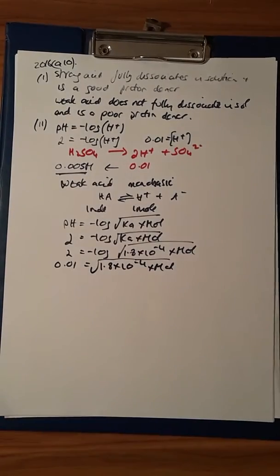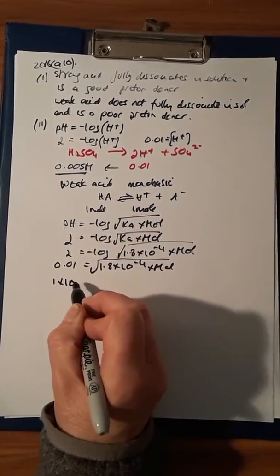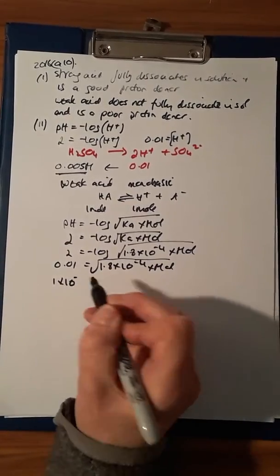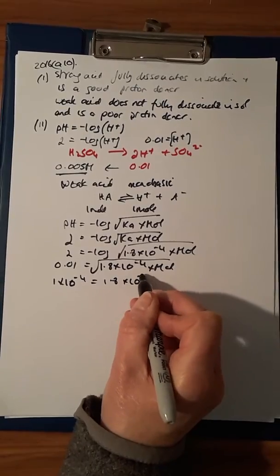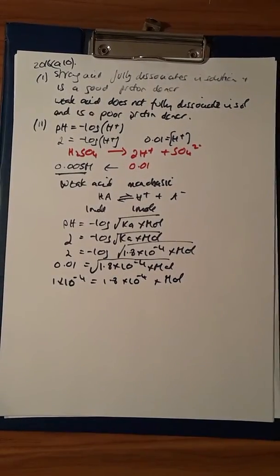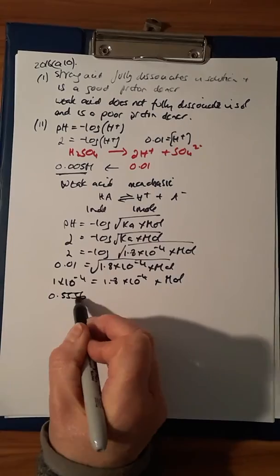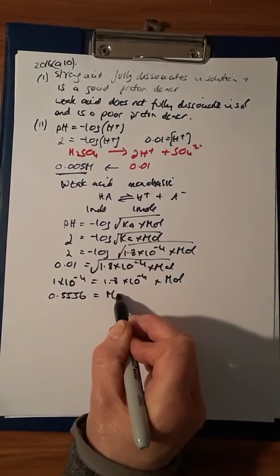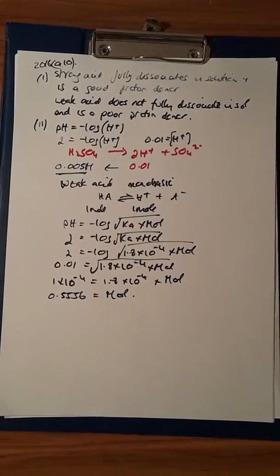That's equal to 1.8 by 10 to the minus 4 multiplied by molarity, square root of all of that. Let's square both sides to get rid of that square root, and this becomes 1 by 10 to the minus 4 is equal to 1.8 by 10 to the minus 4 multiplied by molarity. So I'll divide all the way across by 1.8 by 10 to the minus 4, and that will give me 0.5556 is equal to the molarity. So that's going to be my final answer for that part.